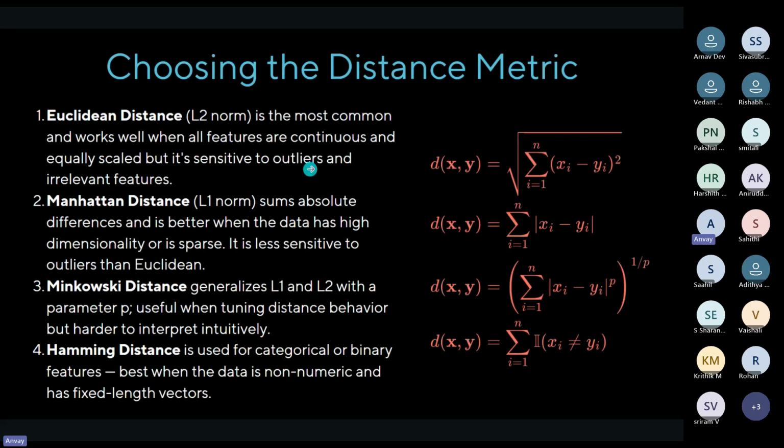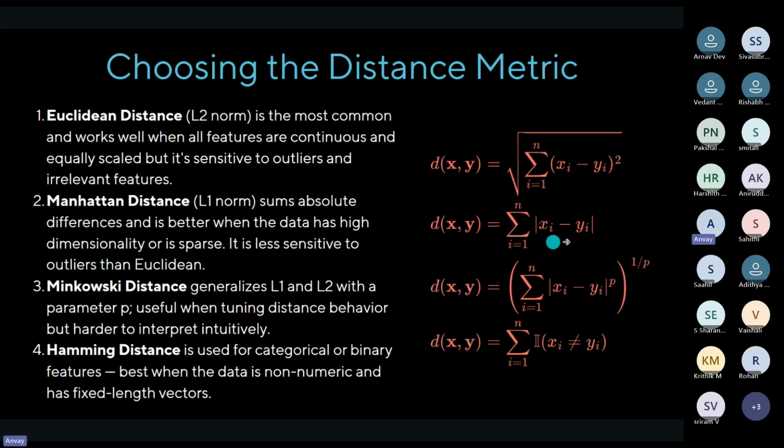So we'll talk about some distance metrics now. The first one is Euclidean distance, which is the most common distance metric. It works well when features are continuous as well. And it's this formula right here, which is the summation of xi minus yi whole squared, with the square root over it.